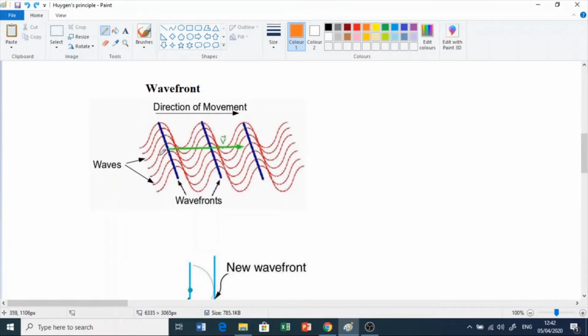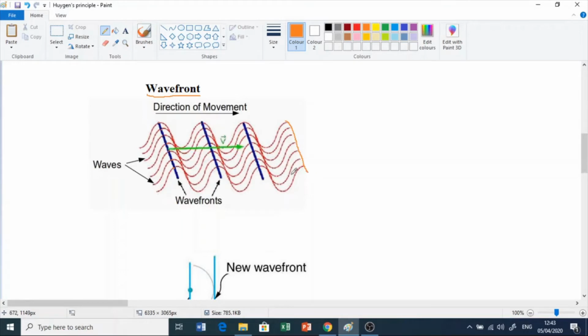Now a wave is propagating toward the right, and there are a lot of light waves, they are all moving toward the right. And these waves have crests. These are the crests of the waves. When we connect the crests of the waves, we get a wavefront. A wavefront is a straight line which is connecting all crests of a set of waves. As you see, they are parallel to each other.